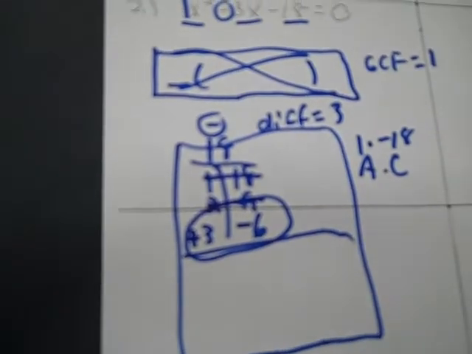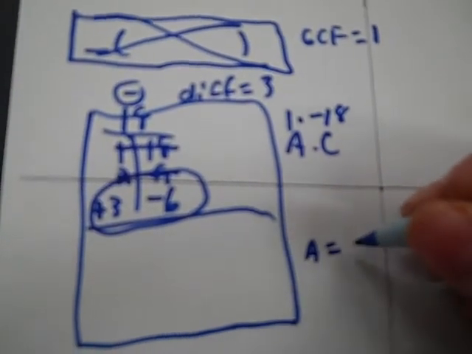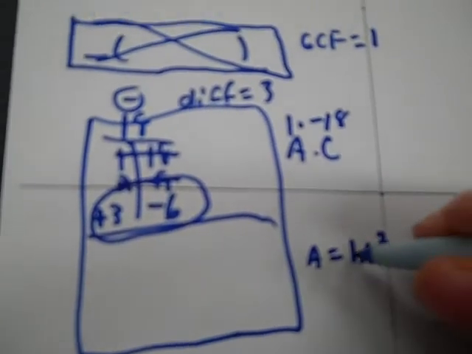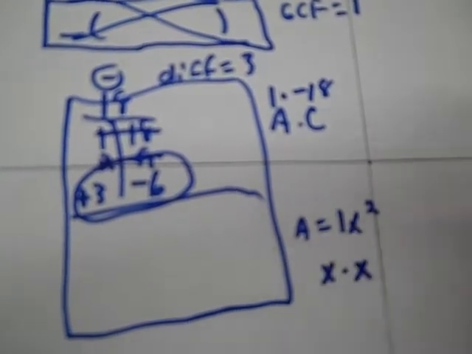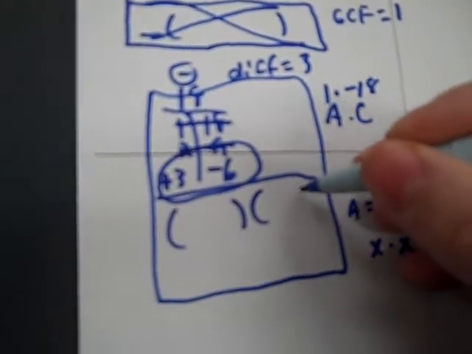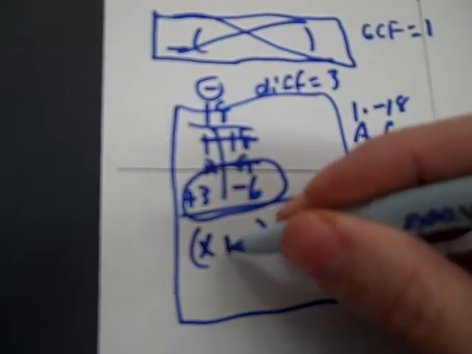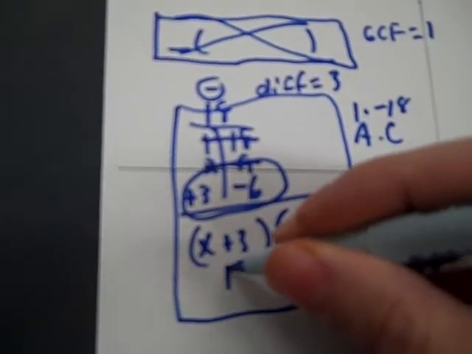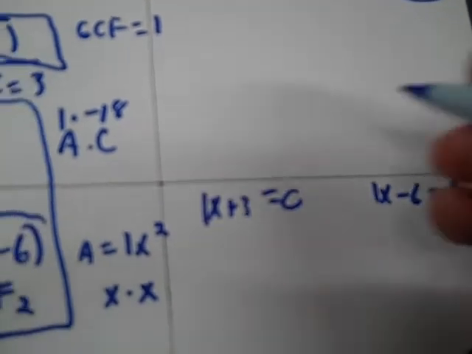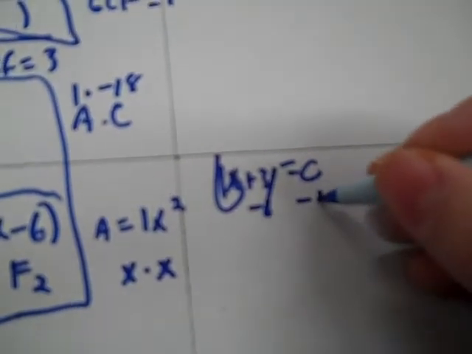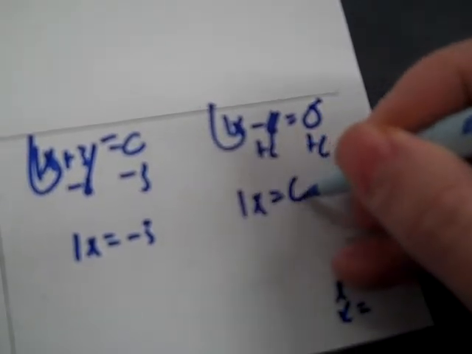Okay, now A is 1x squared, so if it's 1x squared, I can just write that as x times x. So I just need two parentheses as long as it's 1. So x plus 3, x minus 6. So that's factor 1, that's factor 2. So x plus 3 can equal 0, or x minus 6 can equal 0. Put 1's in front, so minus 3, I get negative 3 for my first answer. Plus 6, I get positive 6 for my second.